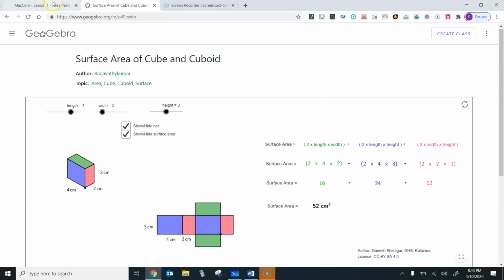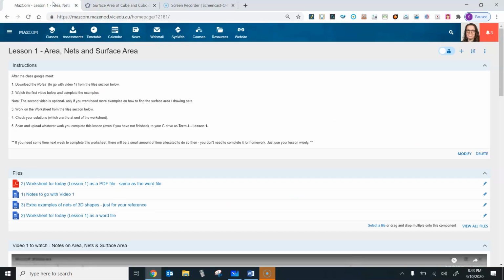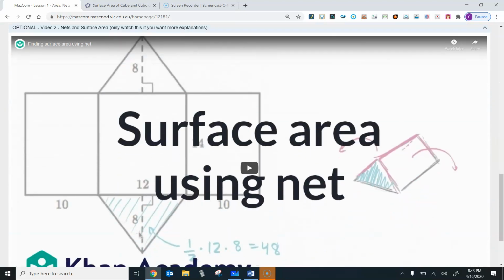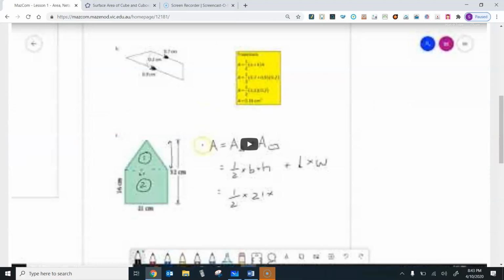So now once you've filled in those examples, so we've done this first video, this second video down here is optional. If you want some more examples on surface area using a net, and you can see this is a different example, you're welcome to watch it, but only if you need to. So that's there for you.